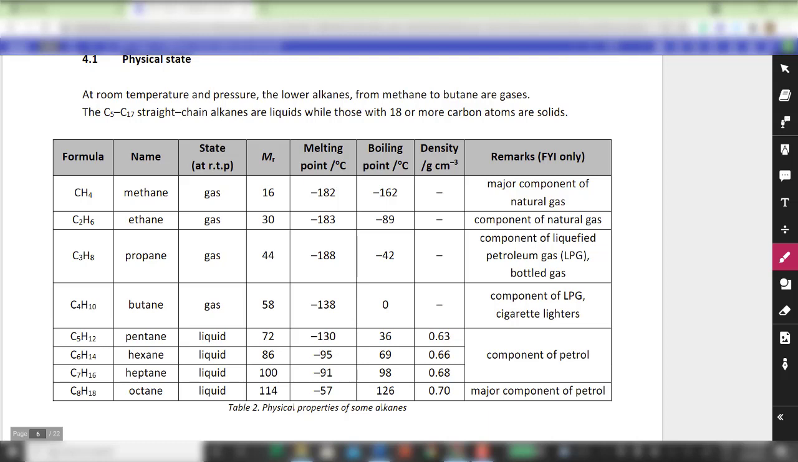I think this can be easily seen from their physical states. Going from methane all the way to octane, you can see that the melting point, or rather the boiling point, actually increases quite a bit. Hexane is a solvent we often use in the laboratory, because it's nonpolar and quite easily distilled away.